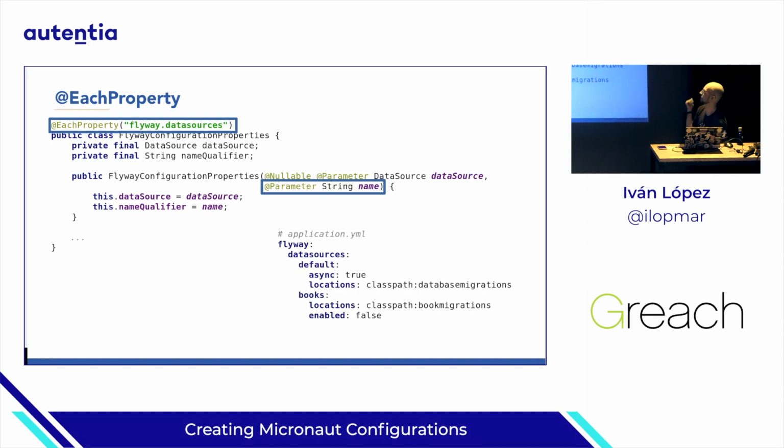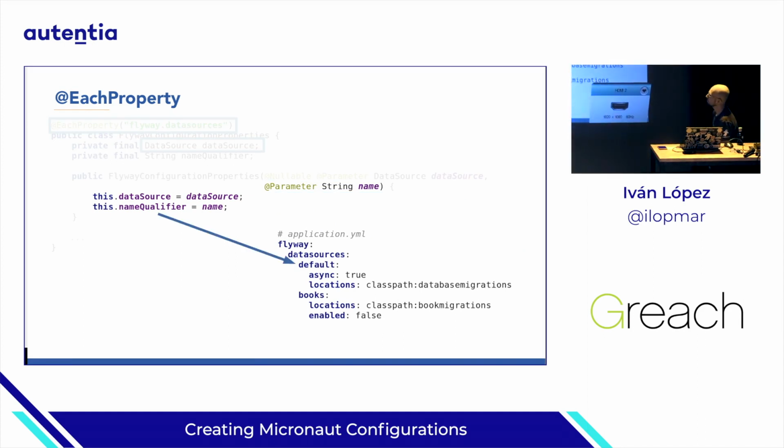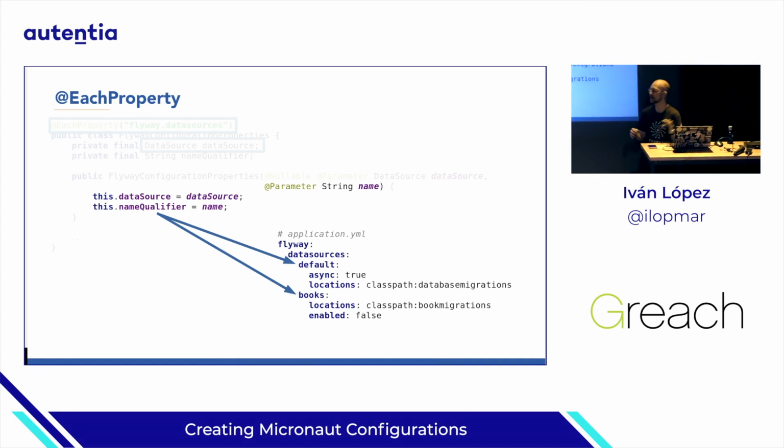Right, so this is what I said. Flyway data source is default, flyway data source is books, right, and that name will match that. So the qualifier is default, and here for your other one it will be books. So this default name, it's the one we use internally in Micronaut when you only have one, but it's not a special name. So you can put any name you want. You can say flyway data source, books, users, audits, anything you want. So it's not mandatory to use default for the first one, right?